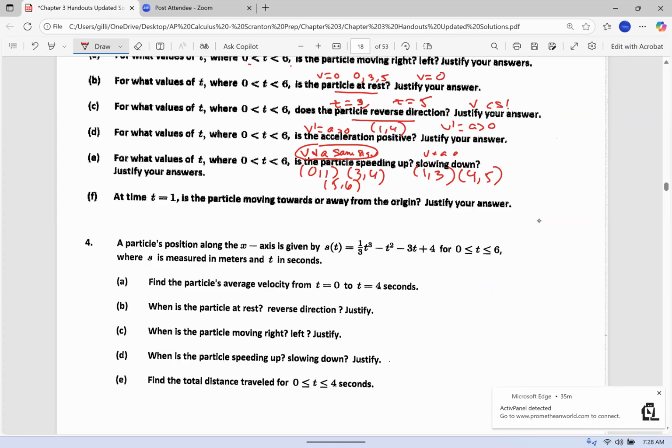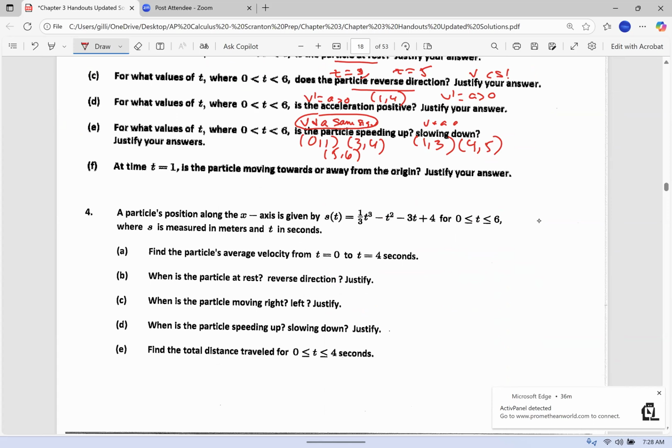And number 4, to go through this, again, this is the analytical interpretation. So average velocity, that's a trigger word. That means the position at 4 minus the position at 0 over 4 minus 0. You can put this into your calculator into y1 and evaluate that at 4 and 0. That's going to come out to be negative 6 2/3 divided by 4. And I think I got that simplified to negative 1 2/3. The rest of the questions involve the derivative.